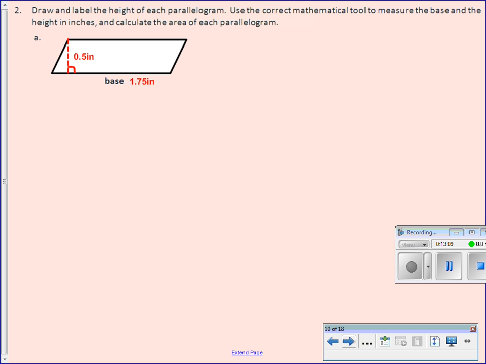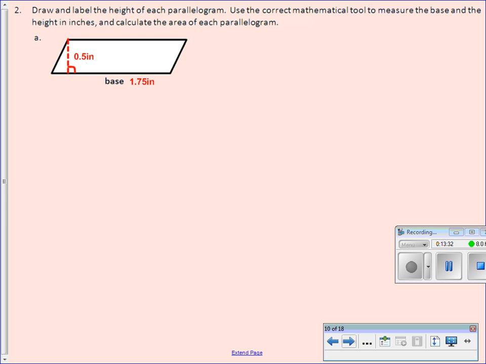There should be rulers in your buckets. Last period told me that they've disappeared. A lot of them are missing. So if you have a straight edge, that would probably be helpful. But make sure you're drawing a dotted line, because a dotted line represents a measurement, but a solid line would represent a side.